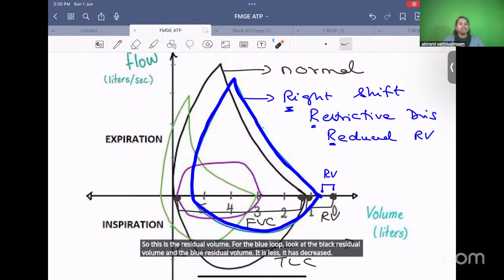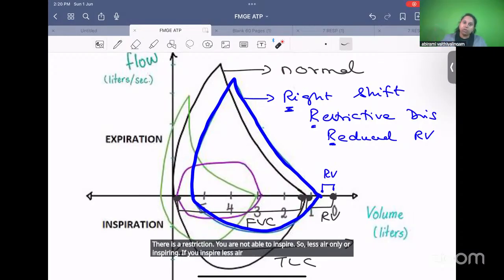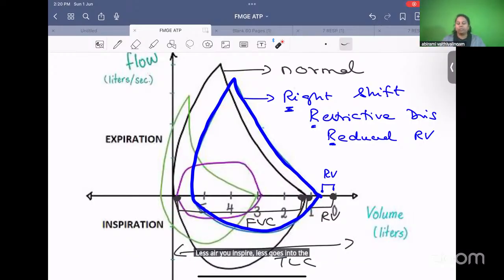Why has it decreased? Because if you have restrictive disease, there is a restriction. You are not able to inspire, so you are inspiring less air. If you inspire less air, less air will go to the residual volume also, because whatever you inspire goes into the residual volume. Less air you inspire, less goes into the residual volume, and therefore residual volume reduces.